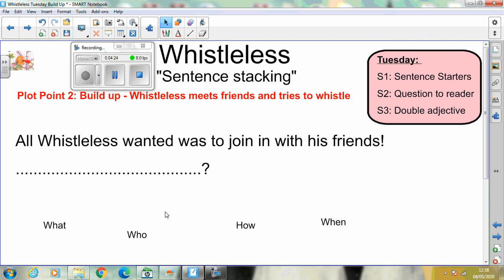All Whistleless wanted was to join in with his friends. Let's ask a question. Let's engage the reader and get the reader to think. Now, questions start with question words. What, who, how, when are just some examples, and there are many more. The important thing to remember is they start with a capital letter, and your question always ends with a question mark.